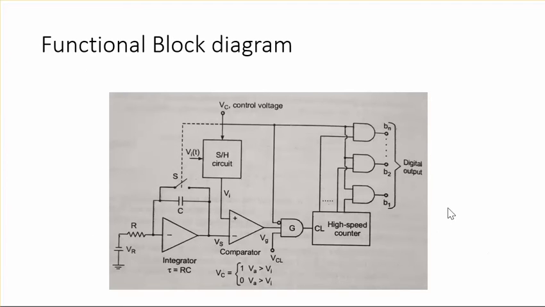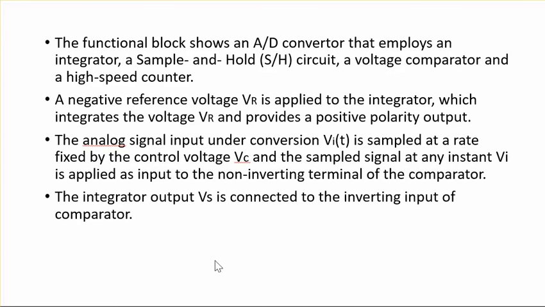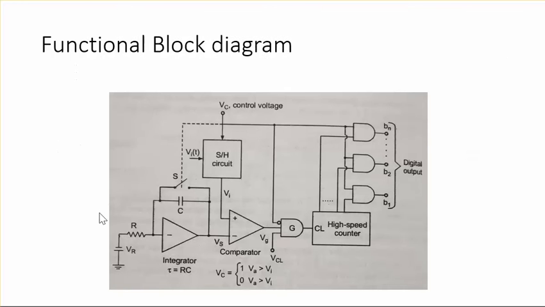This is an elaborate diagram which is shown with the gate present. This is the AND gate combination, and we have the sample and hold circuit, which is to sample the values of your analog voltage and then pass it on to the next stage. And we have a high speed counter, which is to count the number of clock pulses too. So in that functional block diagram explanation, we saw a sample and hold circuit, a voltage comparator, and a high speed counter. We also had a negative reference voltage, which is called VR.